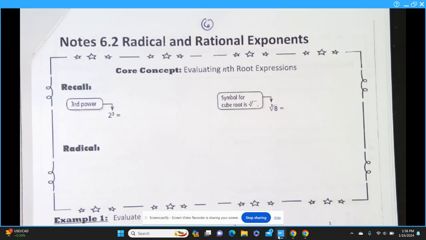All right, so page 6. Today's topic is radicals and rational exponents. So we do need to review the concept of radicals and what an exponent is. So these are our 2 core concepts.